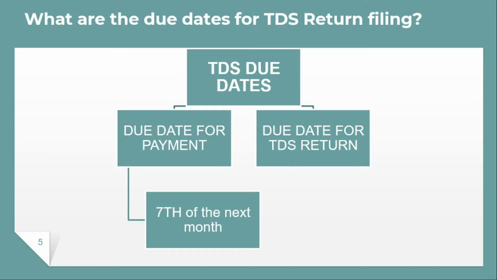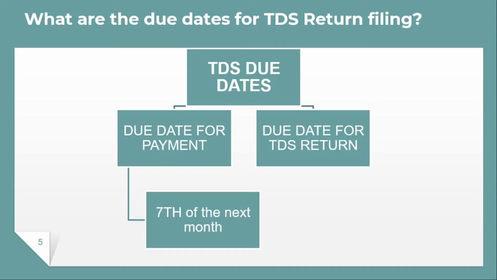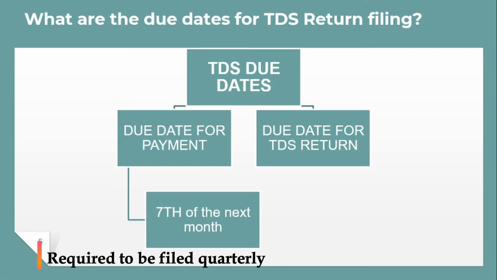Next we come to what are the due dates for TDS return filing. The due dates are divided into two parts. First is the due date for the payment. The payment is to be made on the 7th of the next month. Second is the due date for the TDS return. The TDS returns contain the entire details of the parties along with the PAN numbers, address and many other things, which are required to be filed quarterly.